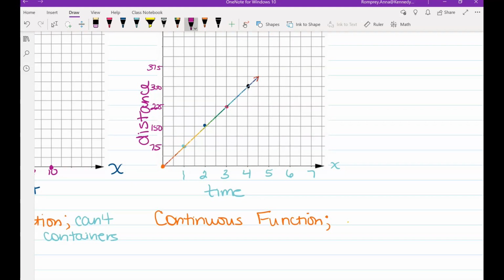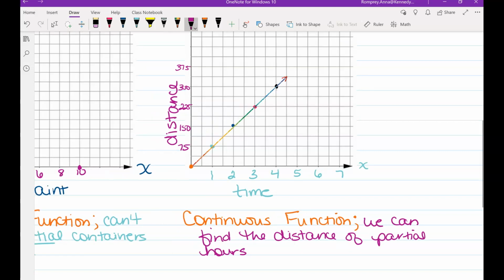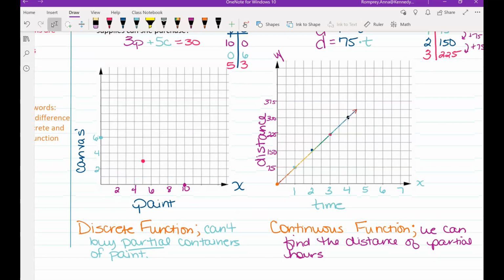Because we can find the distance of partial hours. We can find the itty bitty intervals. Okay, so hopefully that helps you guys to see the difference between discrete and continuous functions, and we are going to continue to work on this a lot in the next unit. Okay, see you soon.